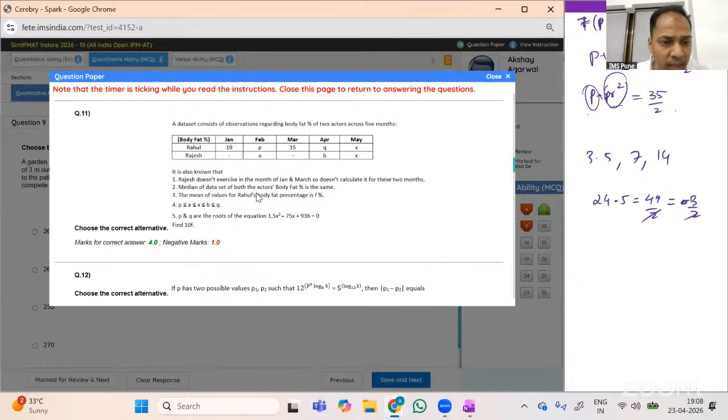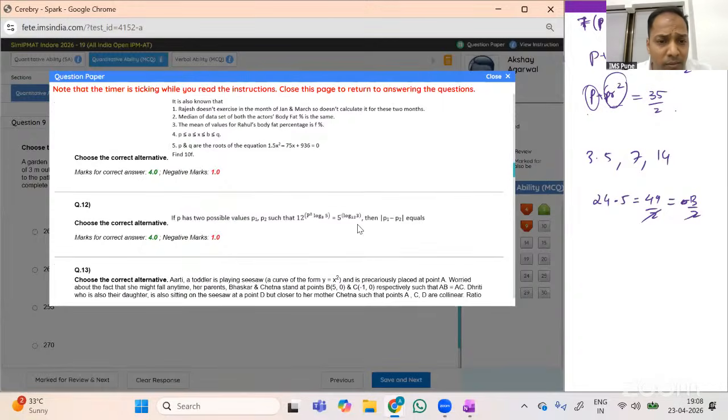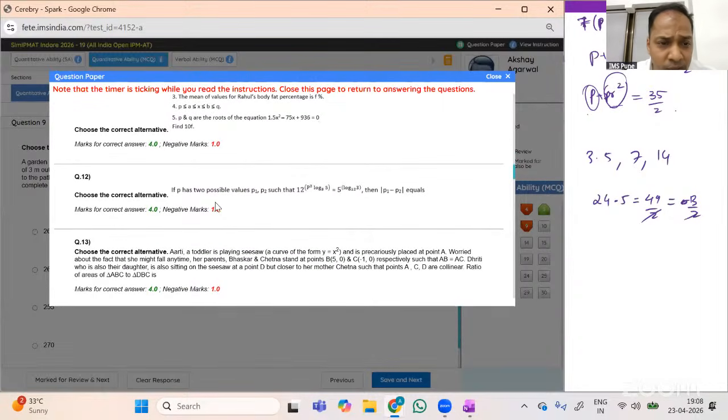So question number 9, 10 manageable, 11 is tough. All right. If P has two values, P1, P2, such that 12 raised to P squared log of 3 to the base 5 is equal to 5 raised to log of 3 to the base 12, then P1 minus P2 is equal to.